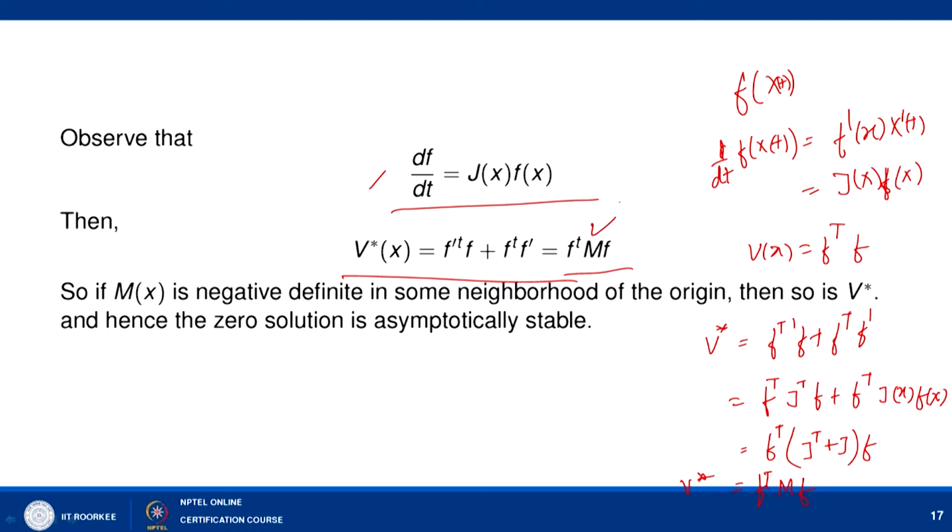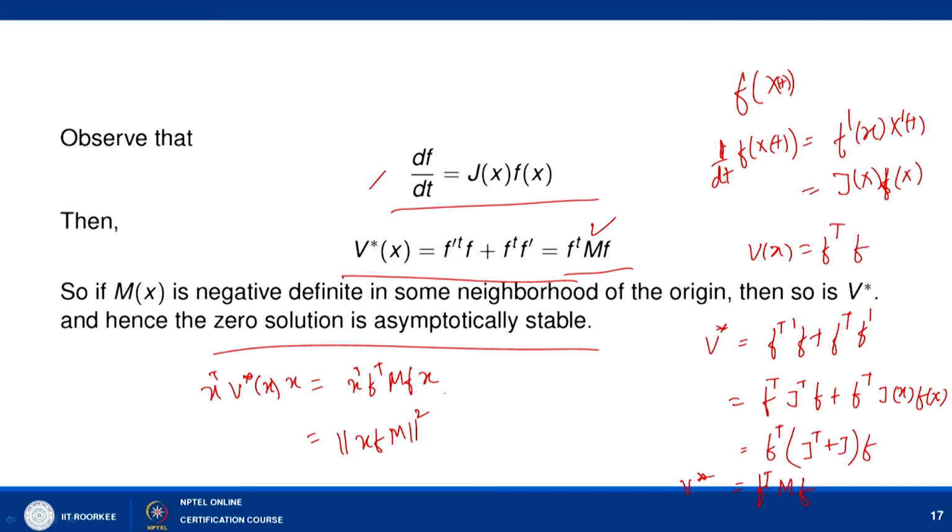So, if M is negative definite, then we can prove that V star is also negative definite, and hence we can say that the 0 solution is asymptotically stable. How do we say that if M is negative definite, then V star is also negative definite? For that we simply look at x transpose V star x, here it is x transpose f transpose M f x, which I can write as f M f, right.